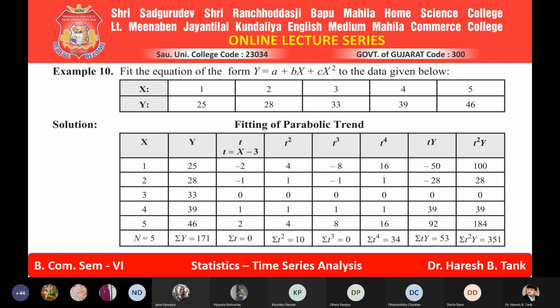Sometimes they may give you directly: fit the equation of the form y is equal to a plus bx plus cx squared to the given data. The data is given in the form of x and y. Your value of x, instead of being in the form of year, is directly 1, 2, 3, 4, 5.